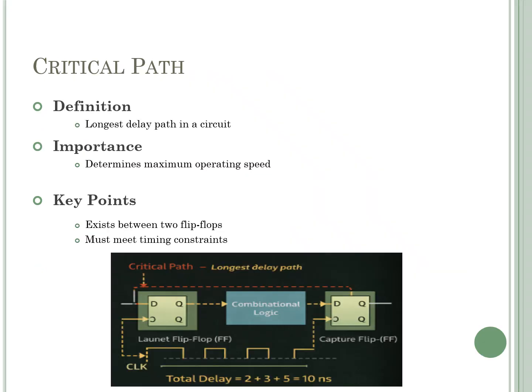In the previous slide, we saw that combinational logic introduces delay. But in a real circuit, there are multiple paths for data to travel. So the question is, which path actually matters the most? The critical path is the path with the longest delay in the circuit.